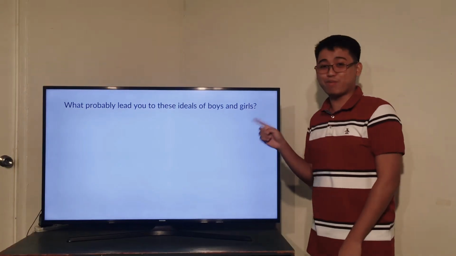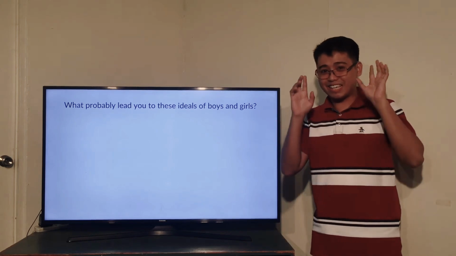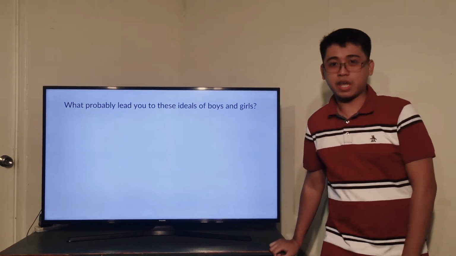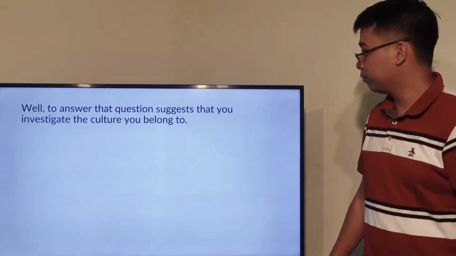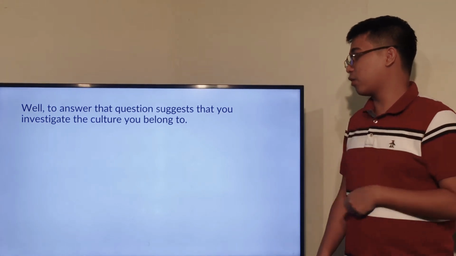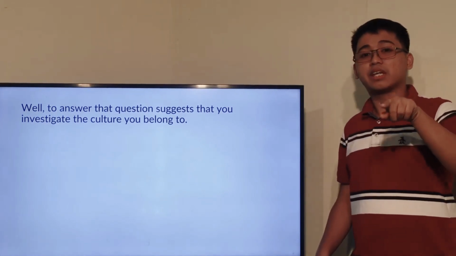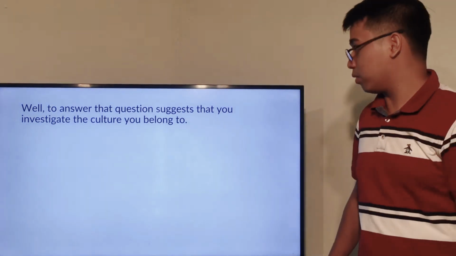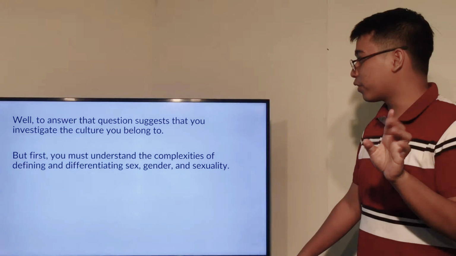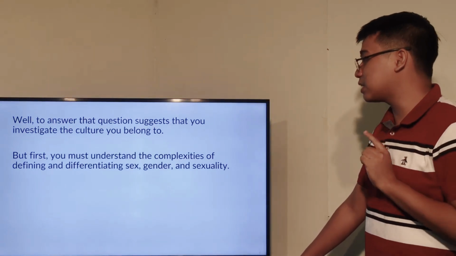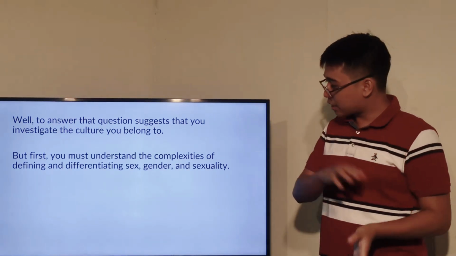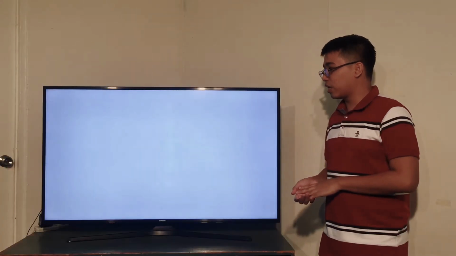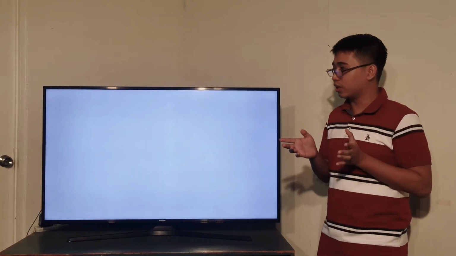After yung magulo mong isip, nakapag-desisyon na, what probably lead you to these ideals of boys and girls? Well, to answer that question suggests that we investigate the culture, kung anong kultura mo. Asan ba tayo? But first, you must understand the complexities of defining and differentiating sex, gender, and sexuality. So, let's proceed now with the definition.